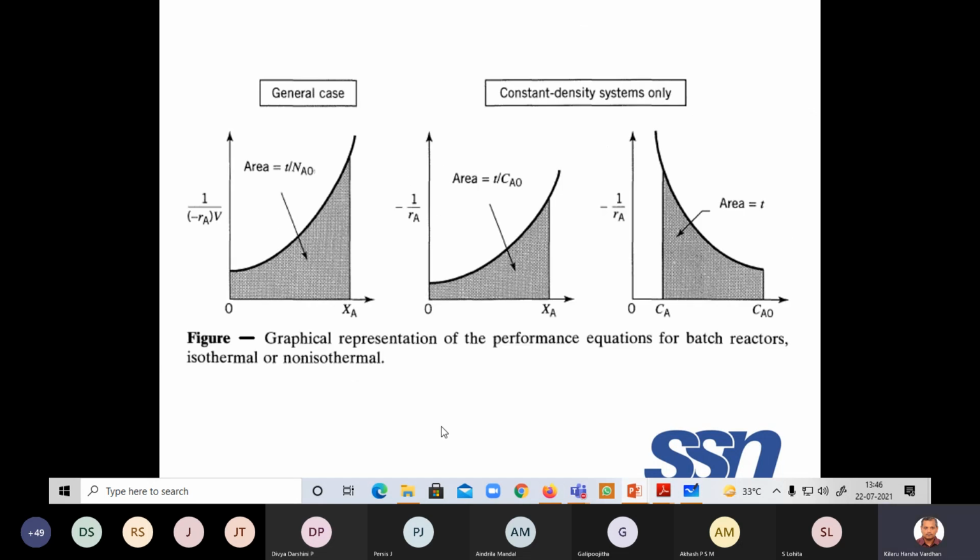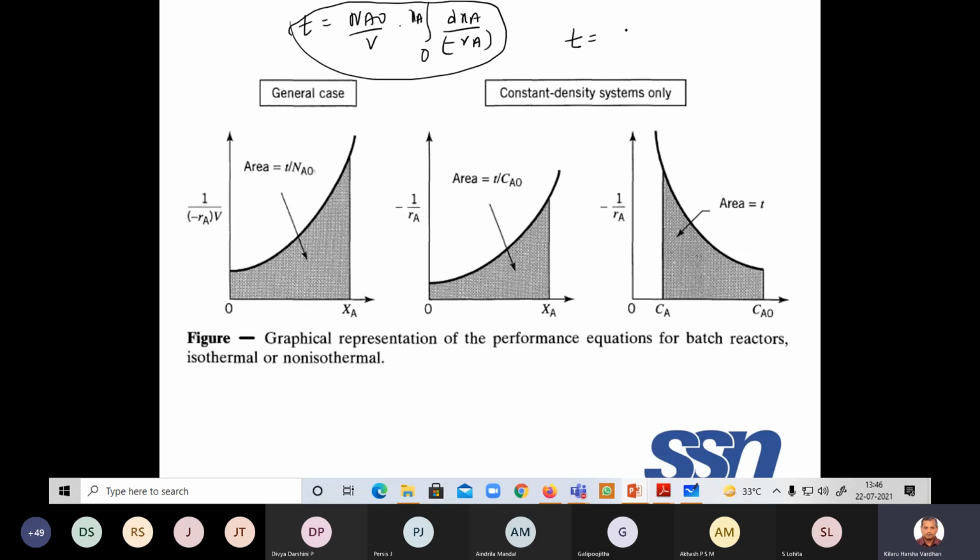So here one important thing is this particular expression we are getting: T is equal to Na naught by V into integral 0 to XA dXA by minus RA. This is the expression which we got. This is the design expression for the constant volume batch reactor.